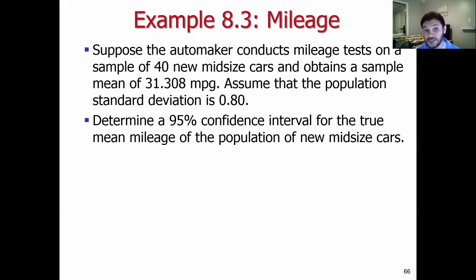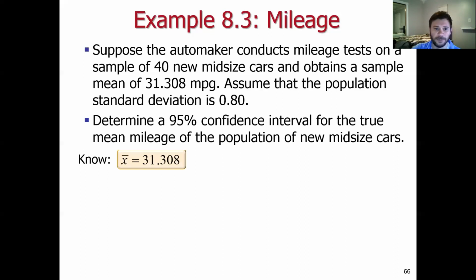Okay, but we also know there's sampling noise. If we've sampled 40 different cars, that mean is going to change, and it could be that the only reason we're above this threshold of 31 miles per gallon is because we had sampled the quote-unquote correct observations. So what we want to do is determine a 95% confidence interval for the true mileage, for the population parameter mu.